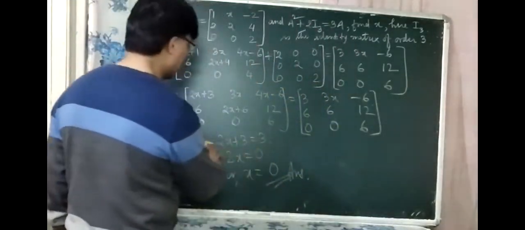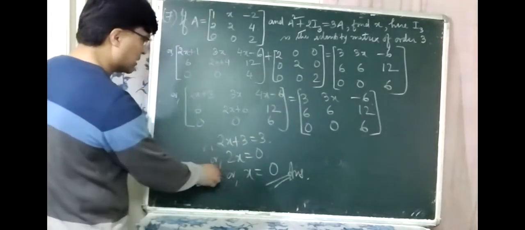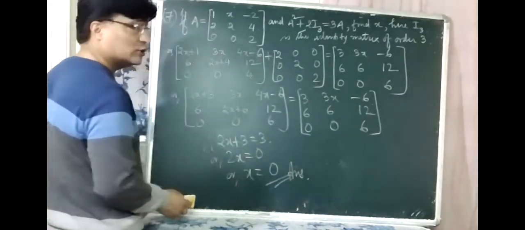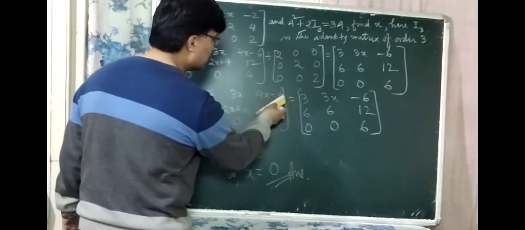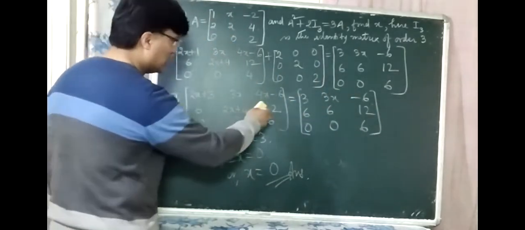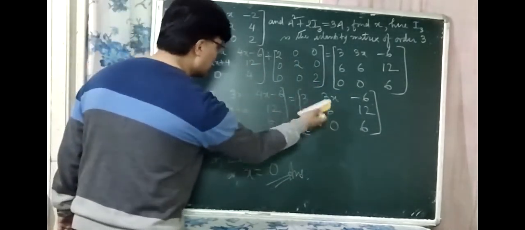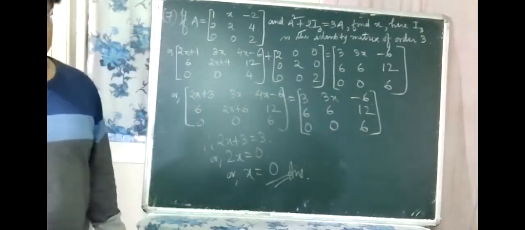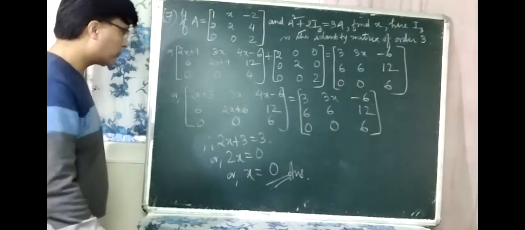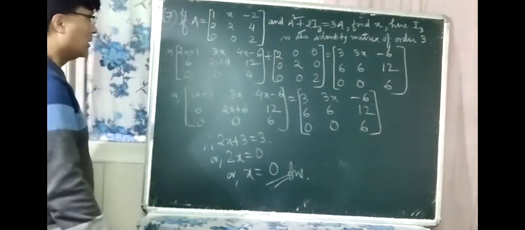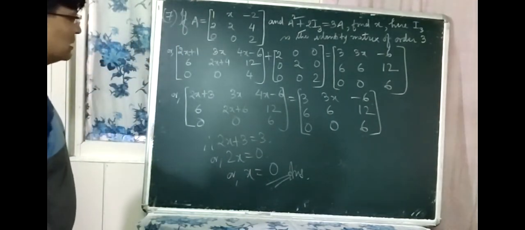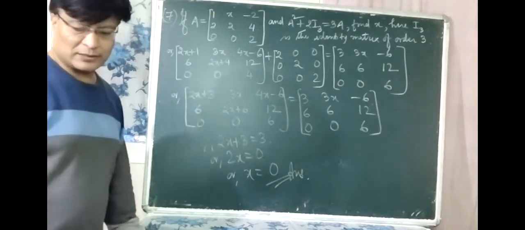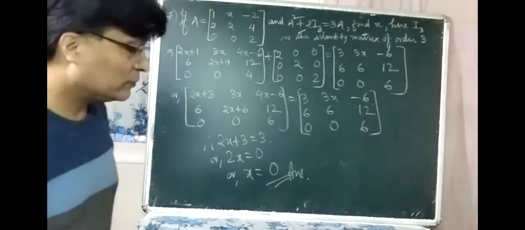So we can equate this one also. That is 2x plus 3 is equal to 3. That means 3 gets cancelled. 2x is equal to 0. So x is equal to 0. Okay. You may equate 4x minus 6 is equal to minus 6. That is also x is equal to 0. 2x plus 6 is equal to 6. That is also x is equal to 0. Is that clear now? So the answer is x is equal to 0. You can copy it. So we'll do the next question now.